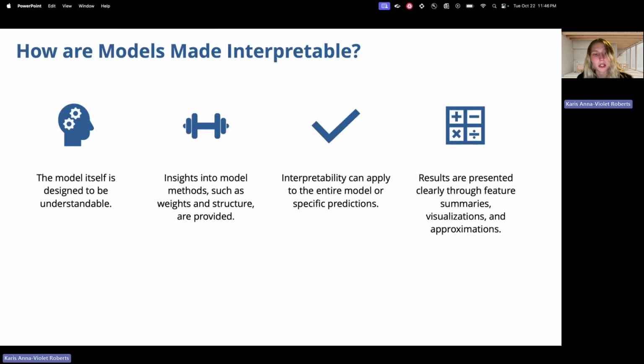How are models made interpretable? Models can be interpretable in different ways. The model itself is interpretable and easy to understand. An example of this could be a simple linear regression model. Methods within the model, like the weights and structure, are understood well. The whole model could be interpretable, or specific individual predictions can be understood. Results of the model are understandable through feature summaries, feature visualizations, learned weights, data points, and approximations.